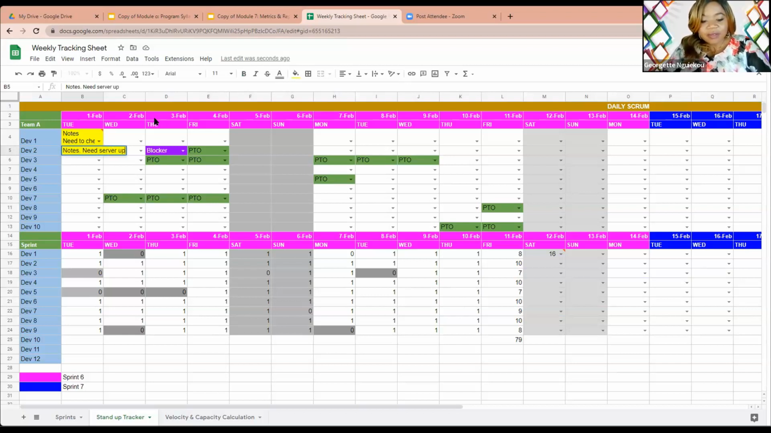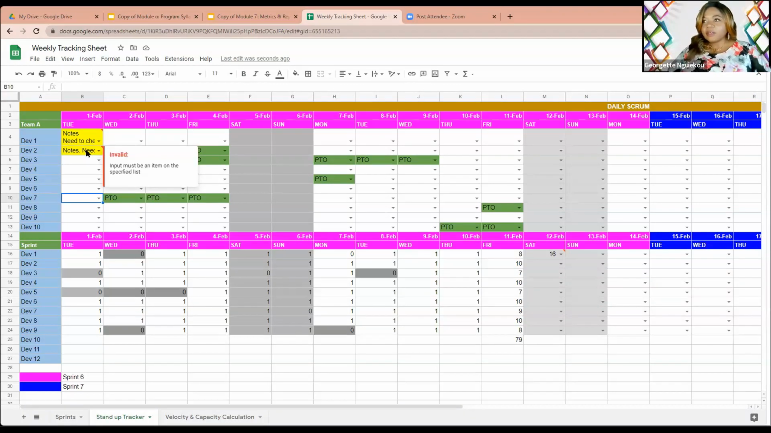That can be a request that was made during the stand-up. So let's say that today is Tuesday, we are during the stand-up, and developer 2 said that he needs a server license. Let's take it like that. He needs a license for his server. I will put it here so that I can come back to it and follow up, or I will reach out to whoever has to give him that license so that the communication goes through.